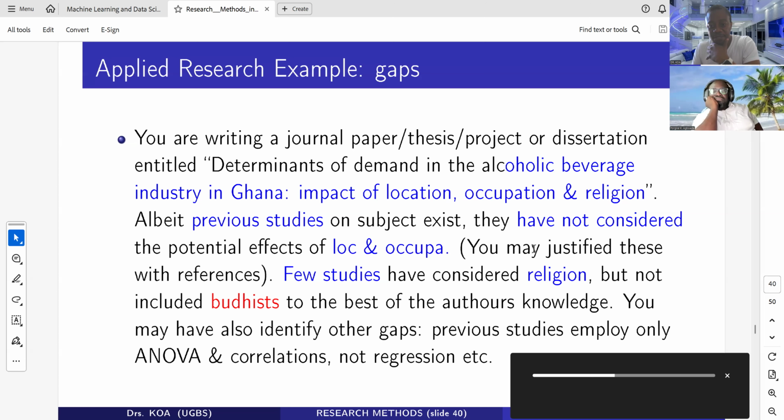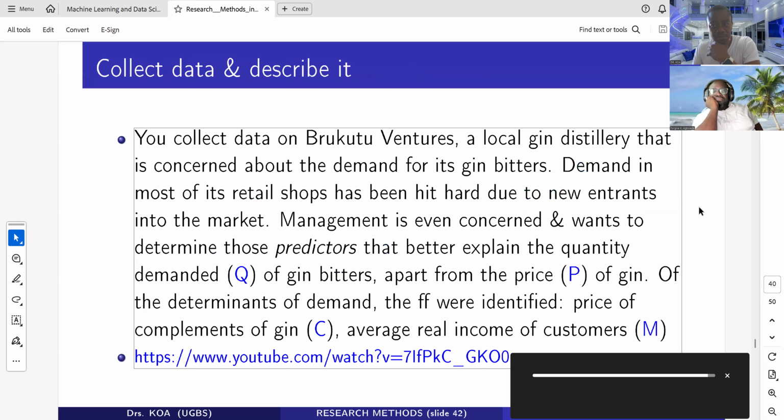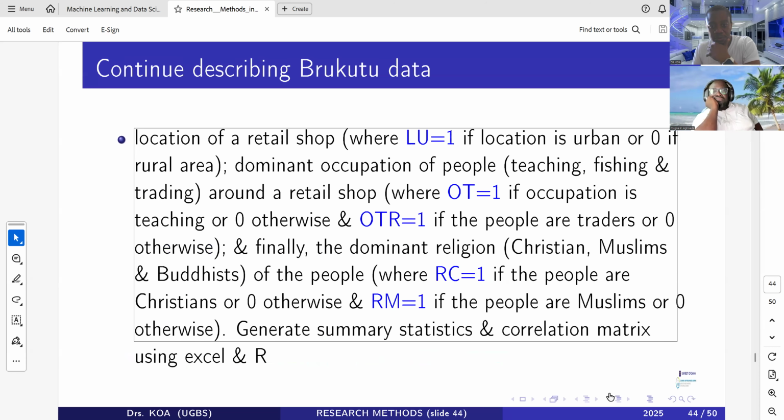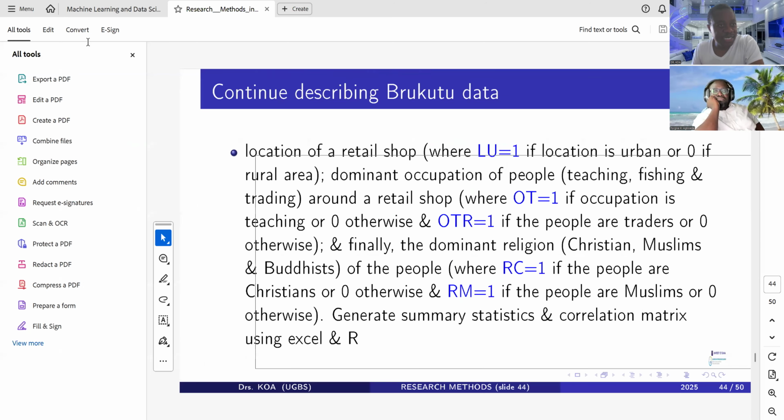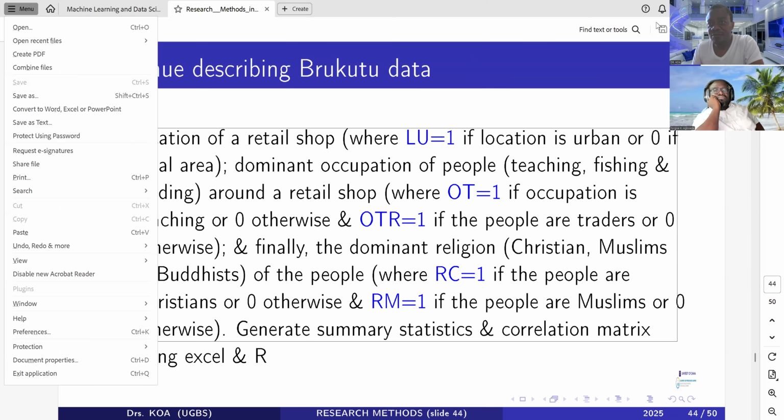Okay. Now, question. Collect data on Burkutu Ventures, a local gin distillery that is concerned about the demand for its gin bitters. In most of its retail shops, demand has been hit by new entrants into the market. Management is concerned and wants to determine those predictors that better explain the quantity demanded of gin bitters, apart from the price. Some of the determinants of demand are the price and the price of complements of gin, and the average real income of customers.